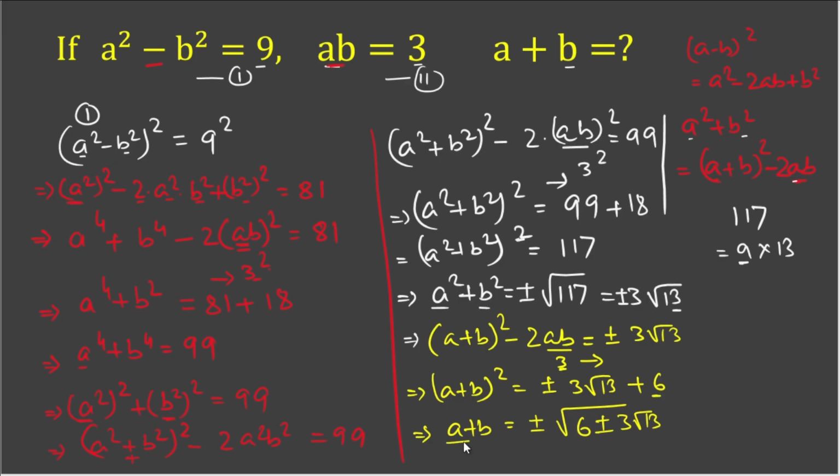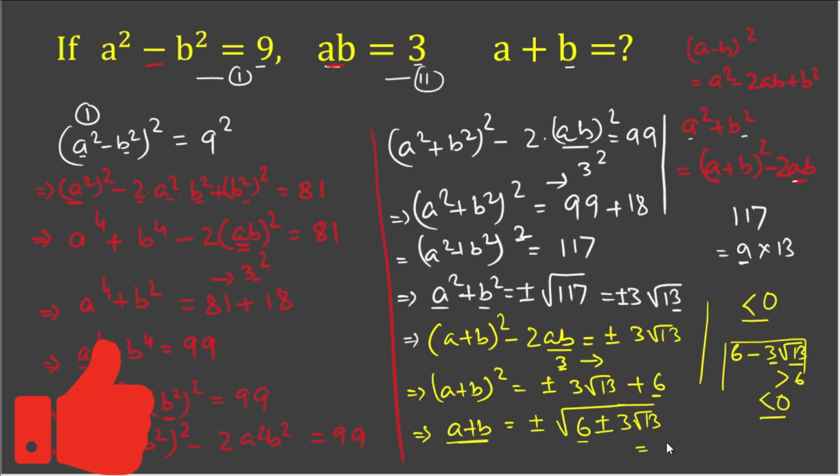So this is the value of a plus b. So friends, in the bracket we have two values, positive and negative. If the value under the square root is less than 0, then it will be imaginary, not real. Now we'll check the value inside the negative one. It is 6 minus 3 square root 13. So 3 times square root 13 is more than 6. The value of this term will be less than 0. So it is negative, so we cannot accept the negative value. So here we'll take the positive value.